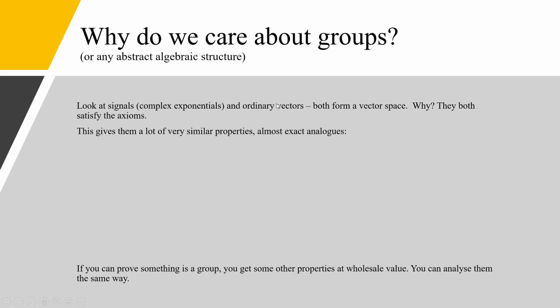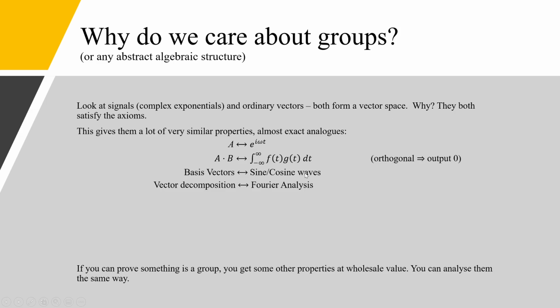But let's look at signals and ordinary vectors. Both form a vector space because they both follow the axioms of a vector space. And let's look at this. I mean, the process of Fourier analysis is breaking up a signal into its component sine and cosine waves, just like the process of vector decomposition is a process of breaking up a vector into its basis vectors. And the operation that we look at is the dot product in the case of vectors, and the operation we look at is the inner product in case of signals, sine and cosine signals.